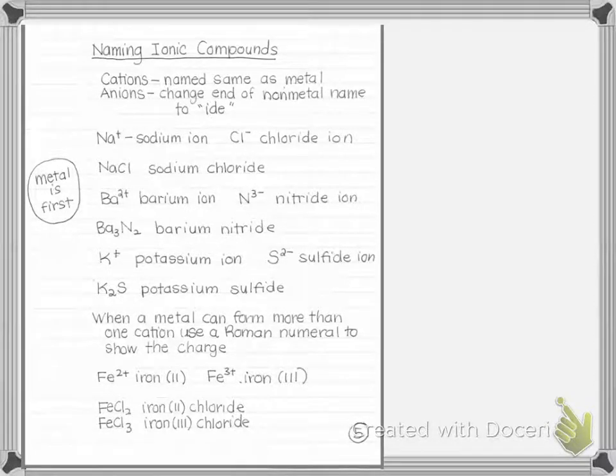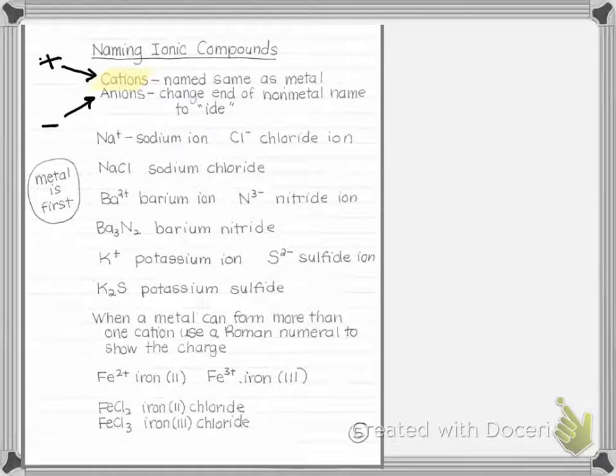When we name ionic compounds, there are certain rules that we can follow. So again, to remind ourselves, an ionic compound contains ions. It contains cations, which are positive ions, and those are the metals. And it contains anions, which are negative ions, and those are the nonmetals. So looking at the rule here, it says cations are named the same as the metal.